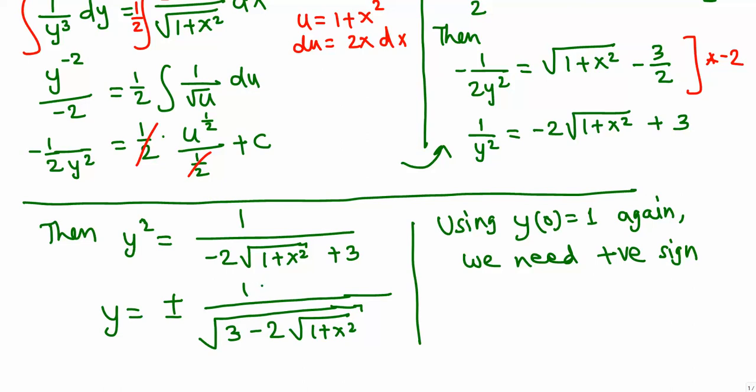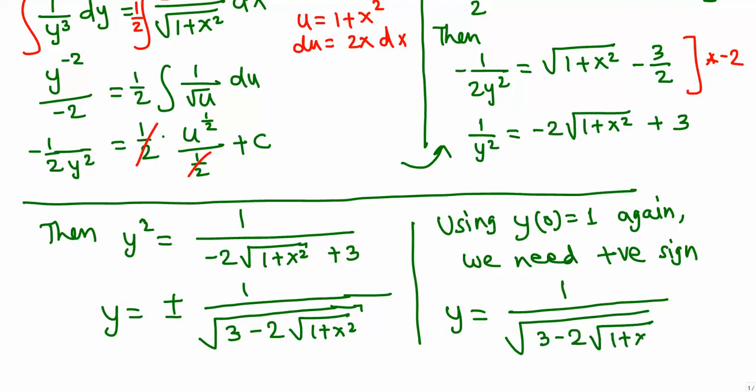initial condition. You can just do that in your head and just write down y should be positive. So y equals 1 over square root of 3 minus 2 times square root of 1 plus x squared. Okay, this is the solution.